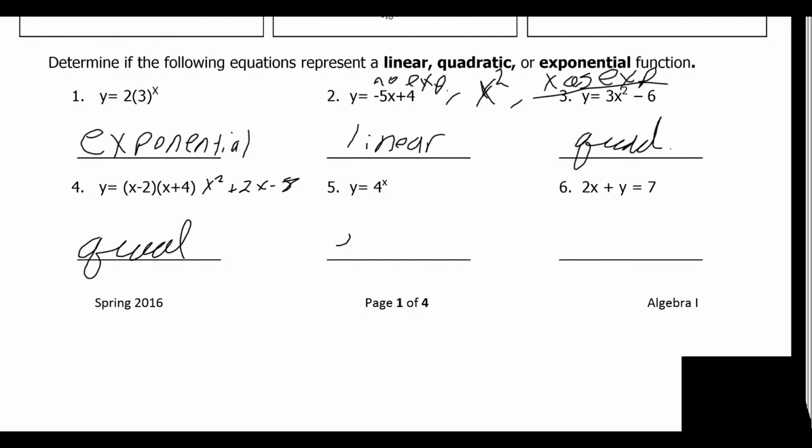Number 5 is exponential. And number 6, if we subtract 2x from both sides here, we get y equals negative 2x plus 7. As you can see, there's no exponent, so this is linear. Voila, it's that easy. Today's a very easy day.